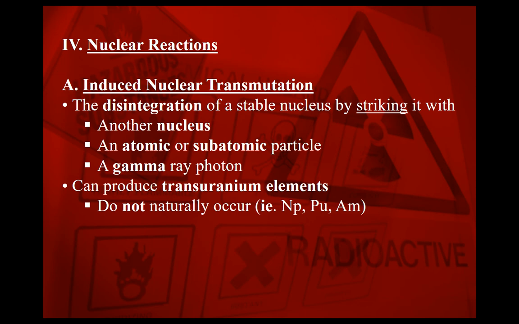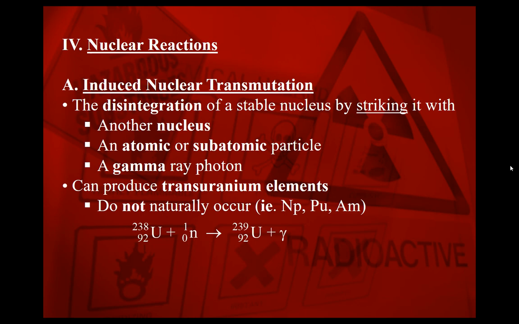So the three examples I gave were neptunium, Pu, I want to say plutonium, but I feel like that's wrong. So let's just quickly check. Pu is plutonium. Okay, so I was right. And Am is americium.